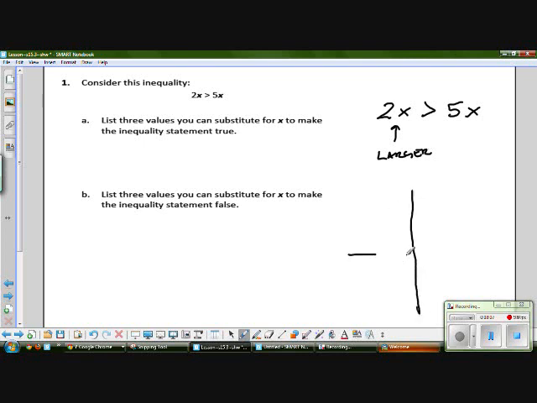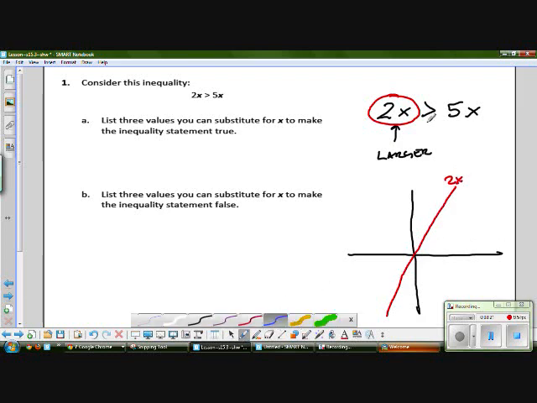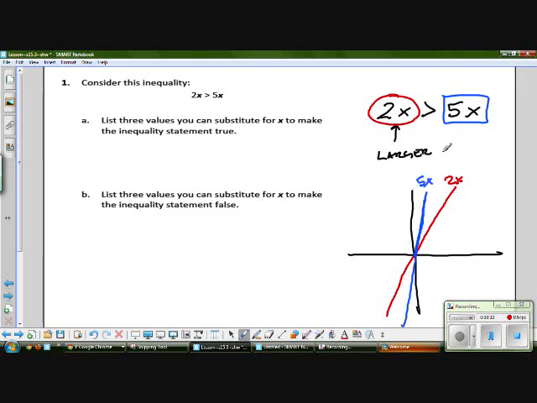So here we have 2x, which should be a reasonably steep line going through the origin. And then I'm going to graph 5x, which should be steeper, but since they're both plus 0, it'll still go through the origin. So this will be our 5x. Okay, where is the red line above the blue line? Well, it certainly isn't over here. But it is going to be bigger over here. So this is where I'm looking, in this region right here.